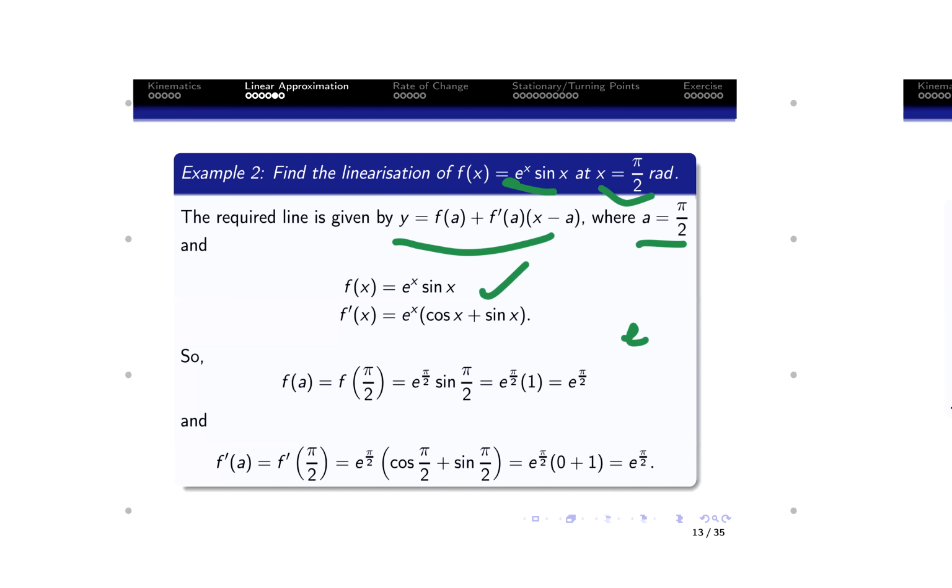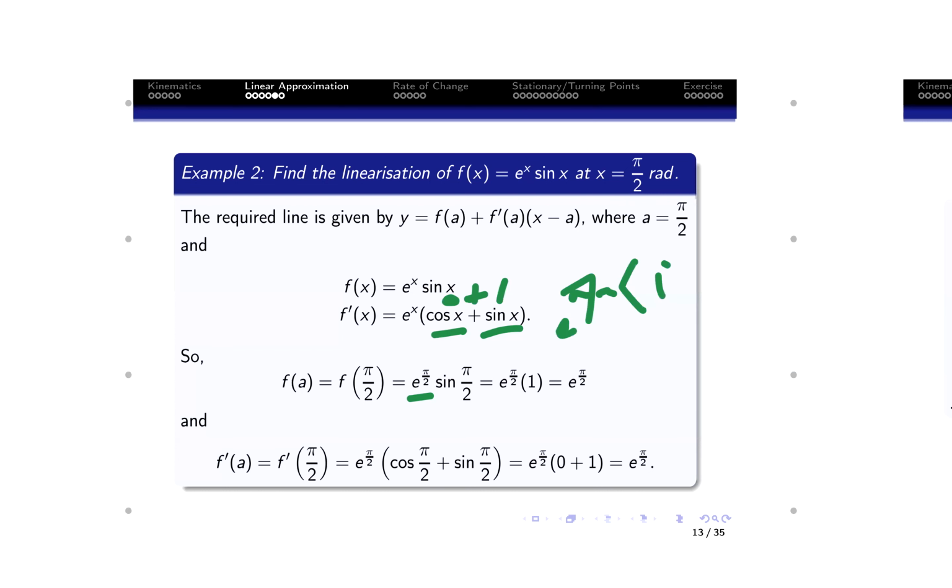So now it means f of a is f of pi over 2. So put pi over 2 for x. Here you have e raised to pi over 2, then cos pi over 2. Cos 90 degrees is 0, and sine pi over 2, which is 90 degrees, is 1. Pi over 2 in radians is 90 degrees, right? So cos 90 degrees is 0, plus sine 90 degrees is 1. So you have 0 plus 1, so it's e raised to pi over 2 multiplied by 1. So you have that sorted.